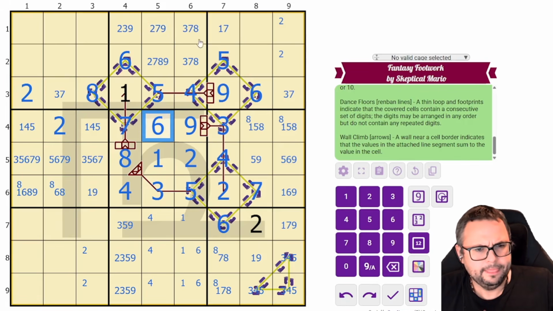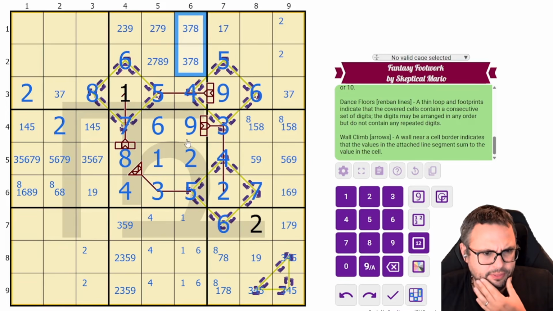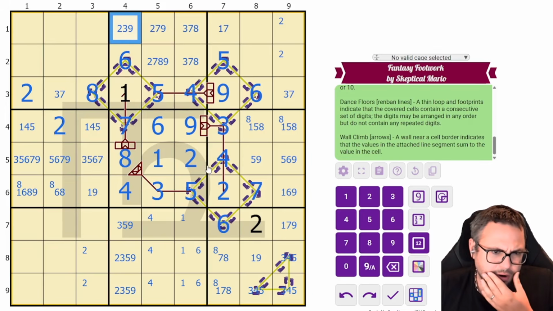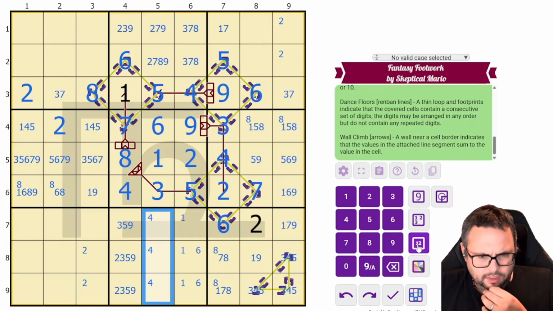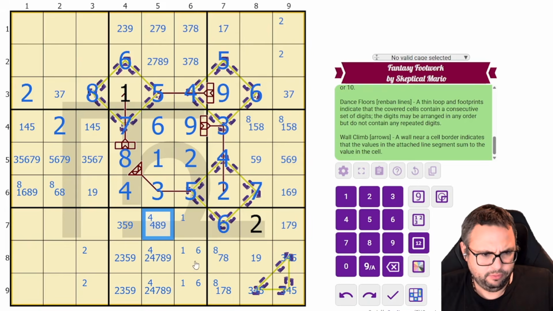It's not an 8. There is a 3. No, the 3 could be there. Okay, these are 2, 3, 4, 5, 6, 7, 8, and 9. This one's not a 2 or a 7 because it's next to that.